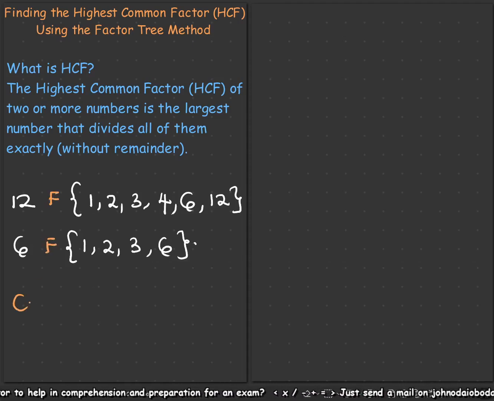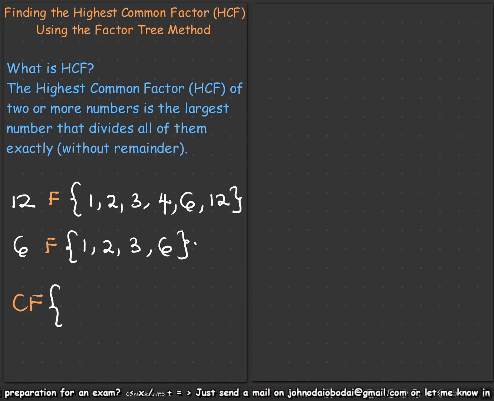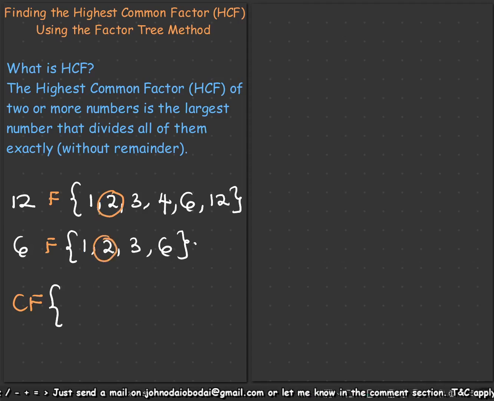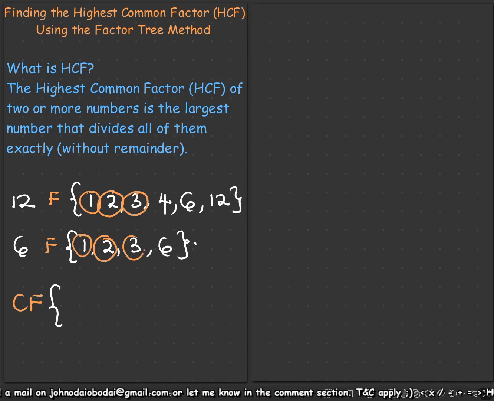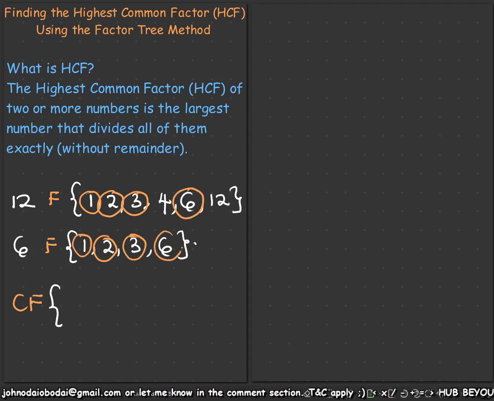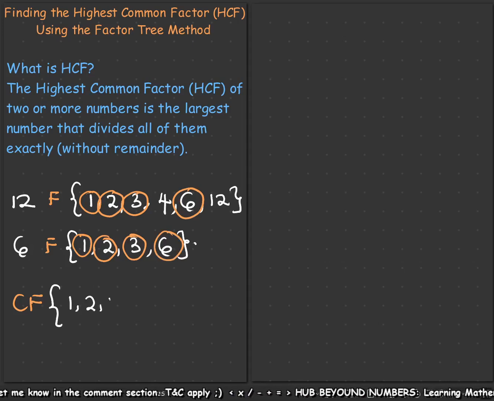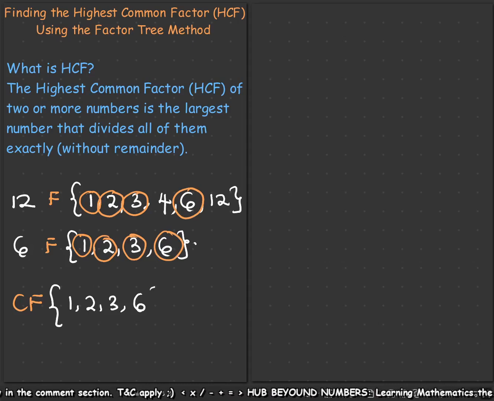Then if you want the common factors, you look at these two sets. Which numbers do they have in common? So we have 2 over here, and there is a 2 here as well. There is 1, and then there's 1. There is 3, and then there's 3, and then there's also 6 over here. So our set that contains their common factors is going to be 1, 2, 3, and then 6.